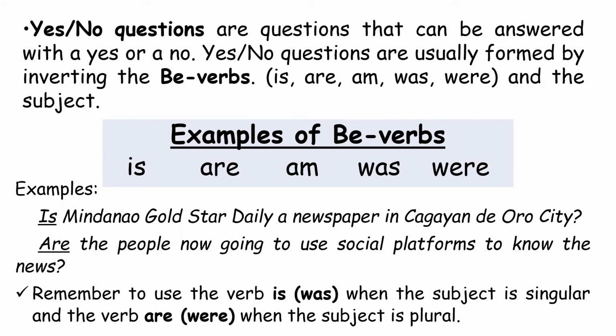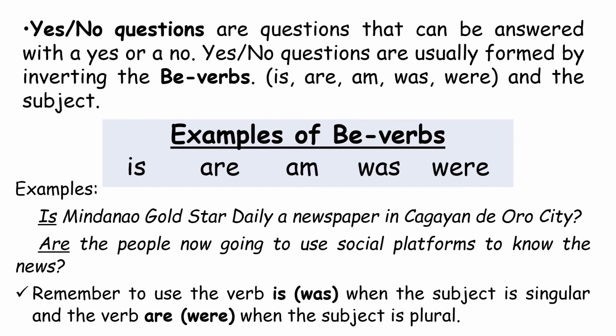Yes or no questions are questions that can be answered with a yes or a no. Yes or no questions are usually formed by inverting the be verbs, like is, are, was, and were, and the subject. Examples of be verbs are is, are, am, was, and were.